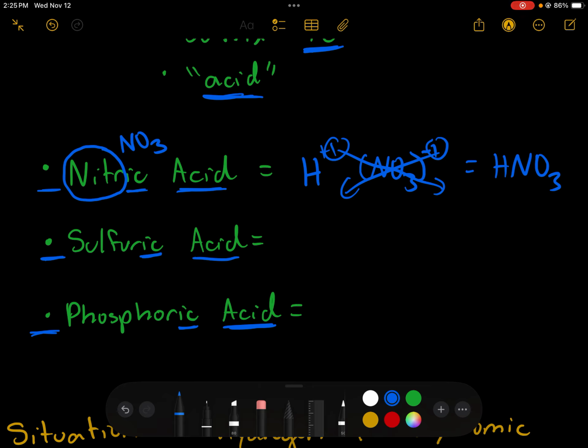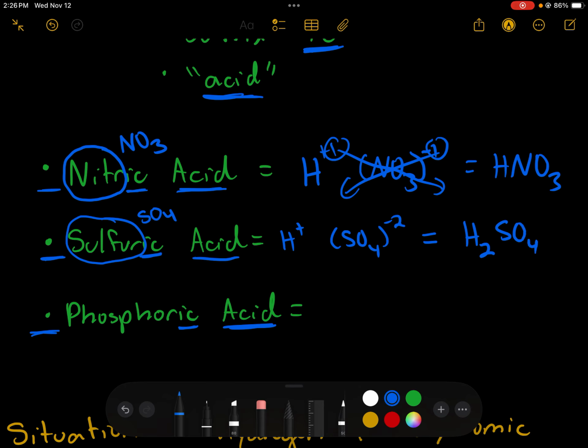Sulfuric acid. My root is sulfur, and I notice that there's no prefix. So instead of sulfur, I'm looking at the polyatomic ion sulfate, SO4. I take my hydrogen, and I take SO4, which has a -2 charge, and I swap and drop them. So I'm going to end up with H2SO4.